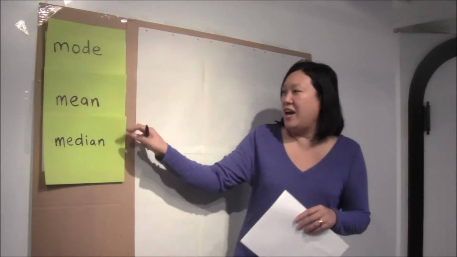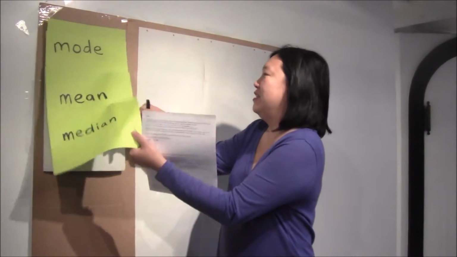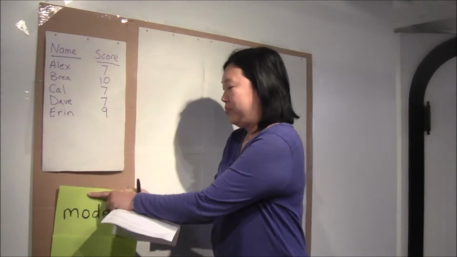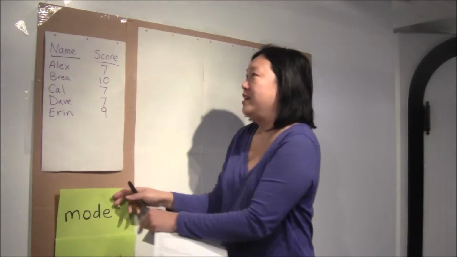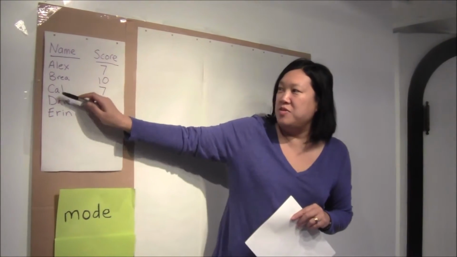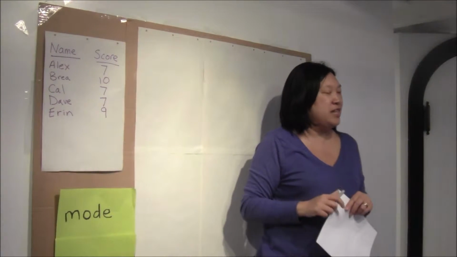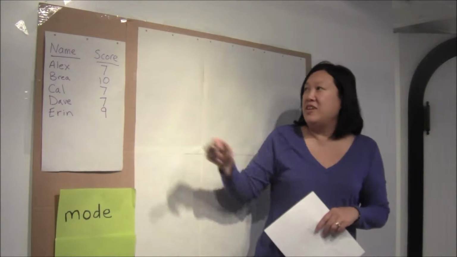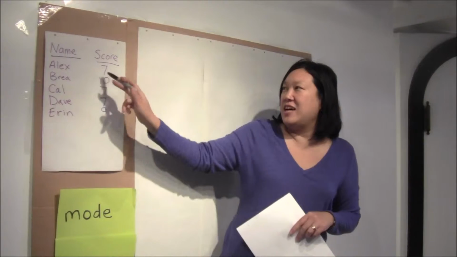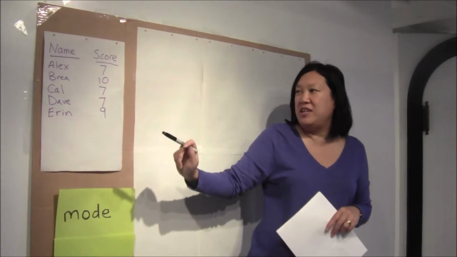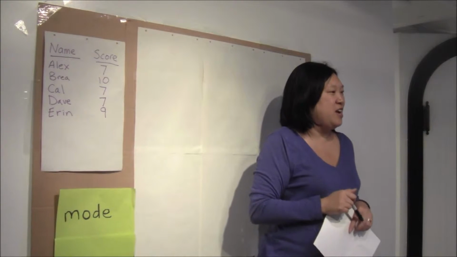So if we look at, here's an example. We have some students here, 1, 2, 3, 4, 5 students, and they took a test with the maximum of 10 points. So here are their scores. Alex got a 7, Bria got a 10, Cal got a 7, Dave got a 7, and Aaron got a 9.